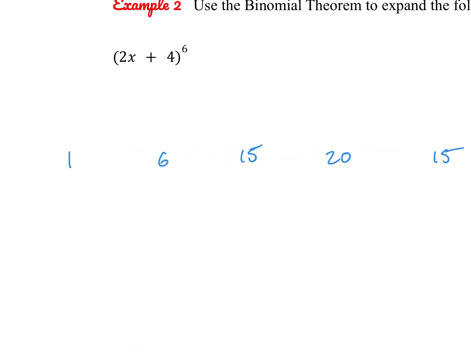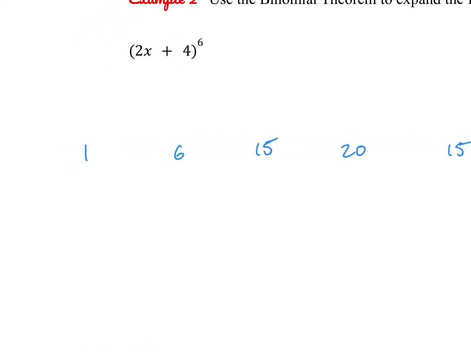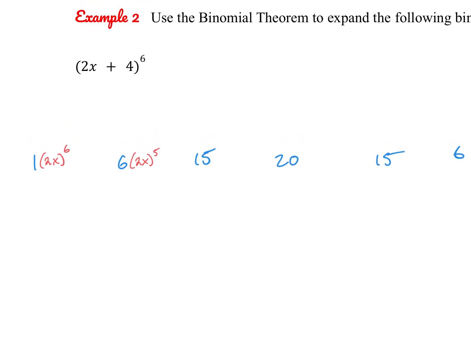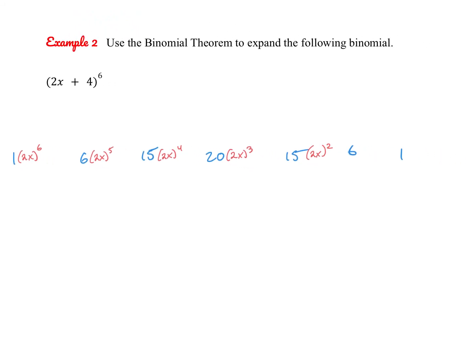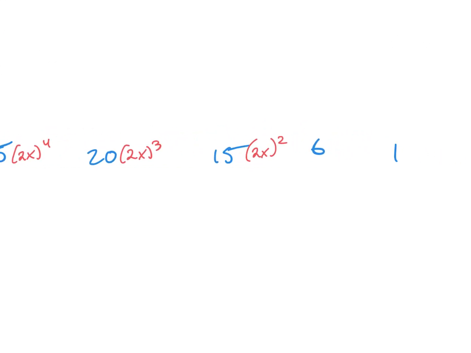And then we're going to take our first term, which is 2x, and that's just going to start decreasing. So 2x to the 6th, 2x to the 5th. And notice I'm putting 2x in parentheses, so I remember to raise both the 2 and the x to the power of 6. 2x to the power of 4, 2x cubed, 2x squared, 2x to the power of 1, and then 2x to the power of 0.